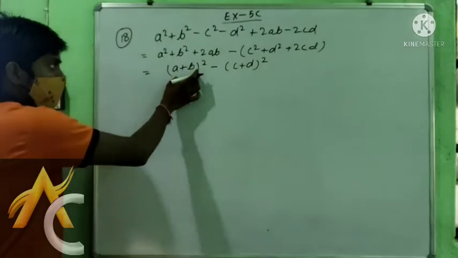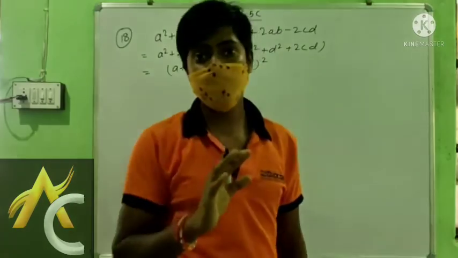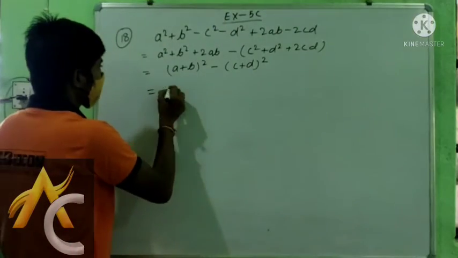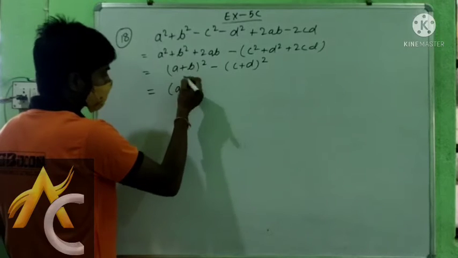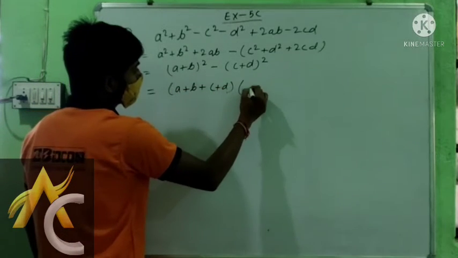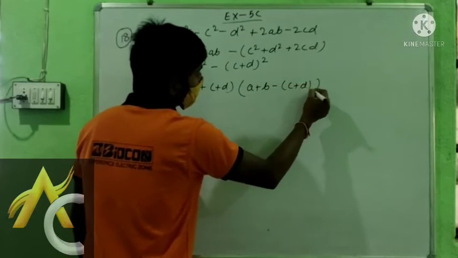Now it is in the form of a square minus b square. So it will be a plus b into a minus b, right? So this is in the form of a plus b into a minus b. So it will be a plus b plus c plus d into a plus b minus c plus d.